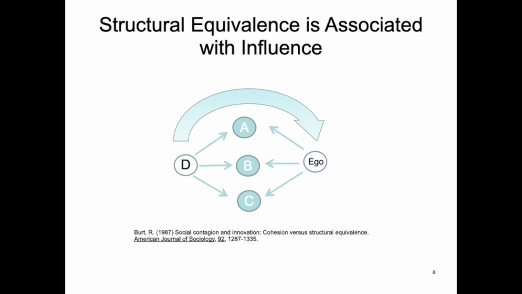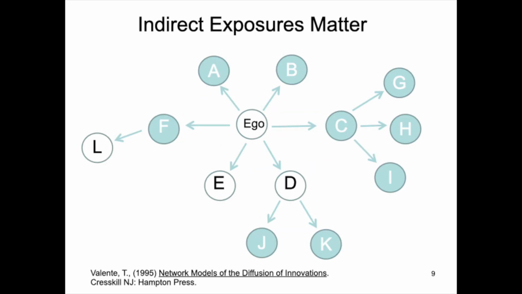I argued in my 95 book that it could go out 2 steps, and that you weighted those indirect influences by the inverse of the geodesic that connected them. Somebody 2 steps out would have half the influence, and so on. Christakis and Fowler argued for 3 steps. I've never really felt comfortable with that because it's hard to believe. I don't even know who the friends of my friends are, let alone whether or not they can influence me.